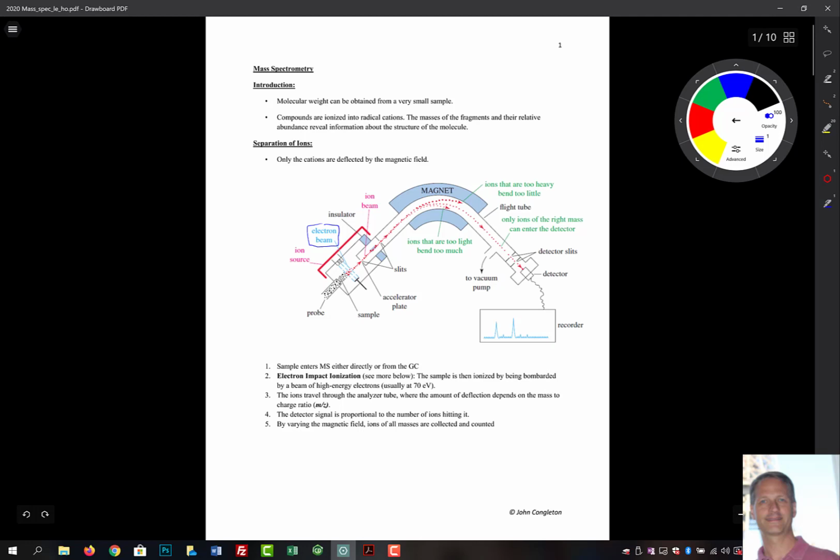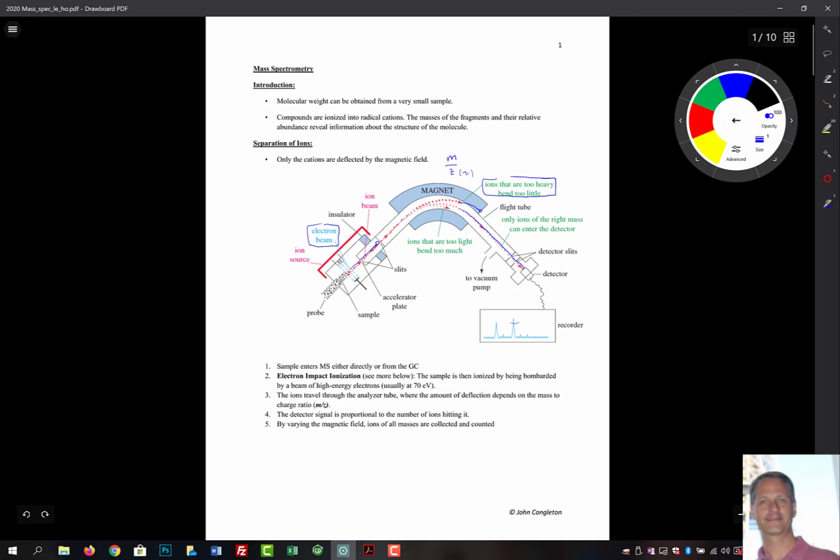They accelerate through this area, and then they enter an evacuated chamber that's subjected to a magnetic field. What you have going through this vacuum is a certain mass divided by charge, and usually that charge is +1, so it's basically proportional to the masses here. Ions that are too heavy bend too little and fly off to the side and hit the wall. Only ions that have the right mass travel all the way through and hit the detector.